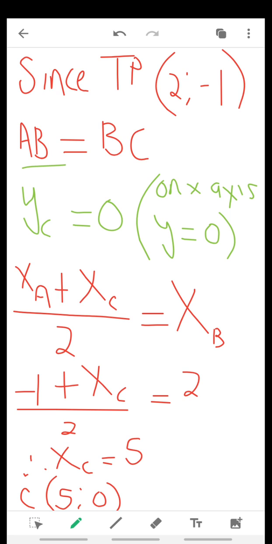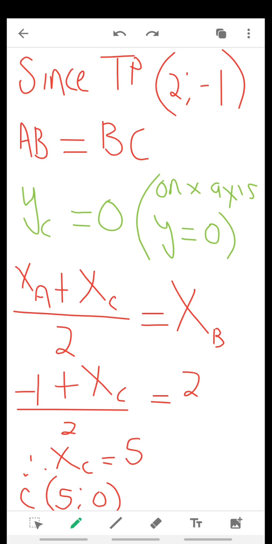If AB equals BC from symmetry, then, by the way, I've already stated that the y coordinate of C will be 0, because on the x-axis all y values are equal to 0. So if AB equals BC because of the axis of symmetry, then the x-coordinate of A plus the x-coordinate of C, all over 2, will be equal to the x-coordinate of the midpoint, which is B. Substituting, we find that the x-coordinate of C is equal to 5, and therefore the coordinates of C are (5, 0).